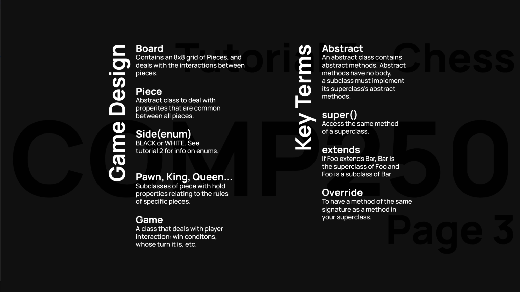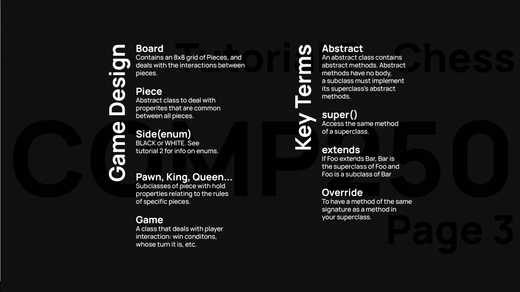Again, let me reiterate that with emphasis. If you have an abstract class and you have an abstract method in that class, that is essentially just a requirement to say that if you extend this class, you must implement this method. That's all an abstract method is. Anyways, back to our slides.